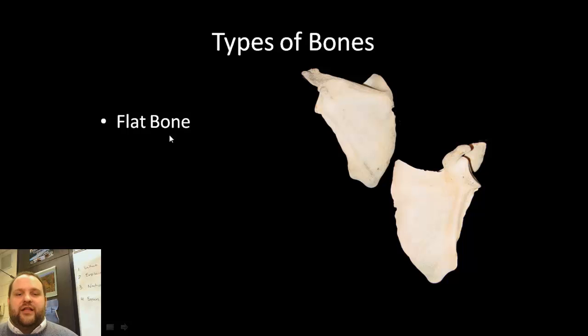Another type of bone is a flat bone. This is our scapula, what makes up our shoulder blade here. This is a flat bone. It's kind of hard to see from this picture, but when you look at it in the lab, you'll notice how it's got a large flat surface. Another flat bone would be your sternum right here.